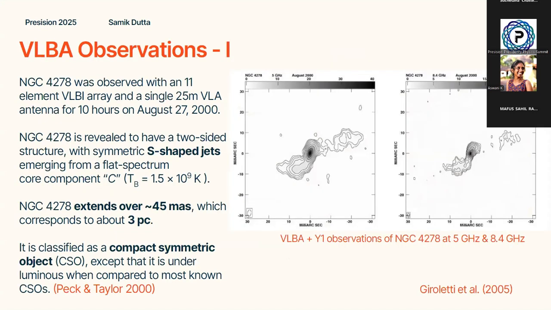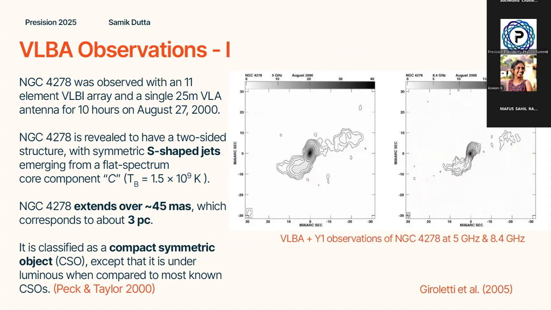Now the VLBI observation. NGC 4278 was observed with an 11 element VLBI array on August 27, 2000, in the paper by Giroletti et al. What that has revealed to us is that it has a two-sided structure with S-shaped jets.